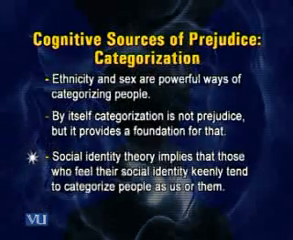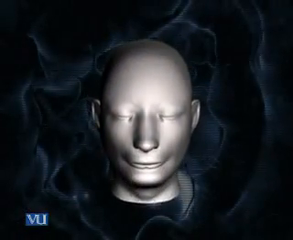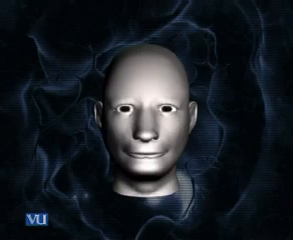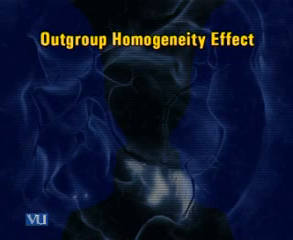And studies have shown that those people who feel their social identity keenly, they tend to categorize people as us or them. So this is in fact social identity theory, that those people who are very clear, very keen to maintain their identity, they are more concerned with the categorization. This categorization of people can lead to homogeneity effect of outgroup.